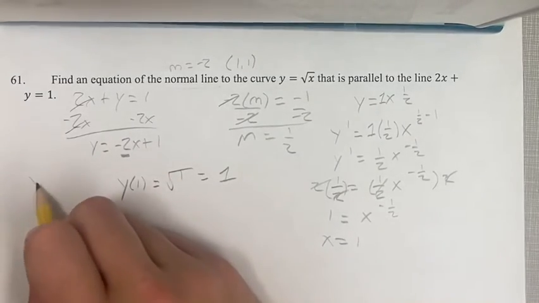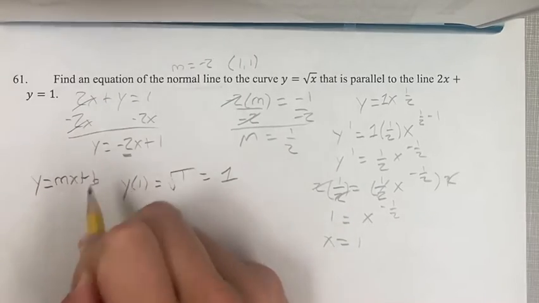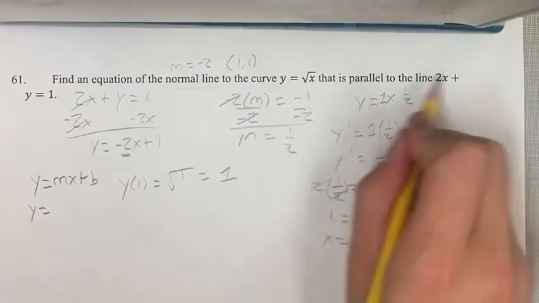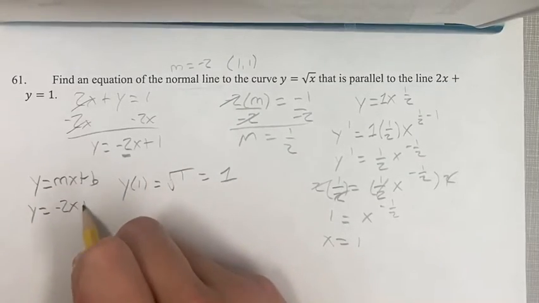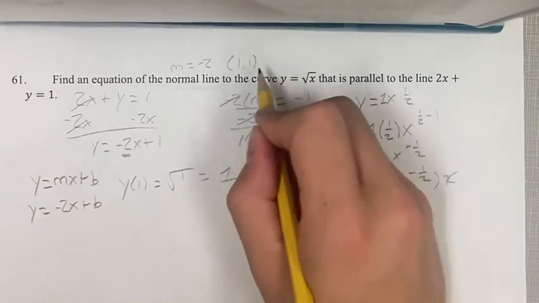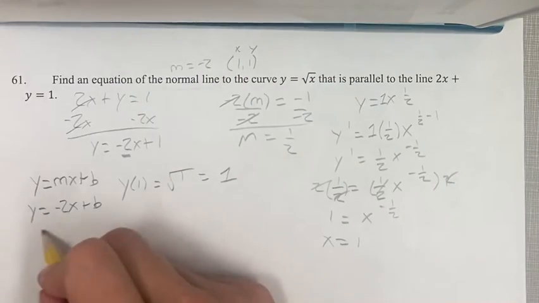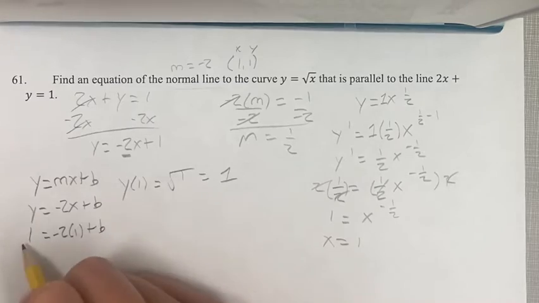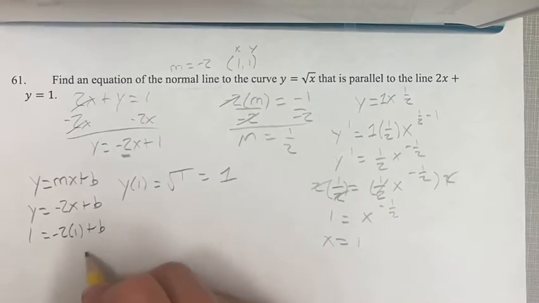Now, if we have our slope-intercept form again, we are finding the equation of the normal line. We know that the slope is negative 2. We found that from this line, plus b. Now we can solve for b because we know x and we know y for one of the points on this line. So we plug in 1 is equal to negative 2 times 1. Plugging in this point into this equation, we can solve for b now.